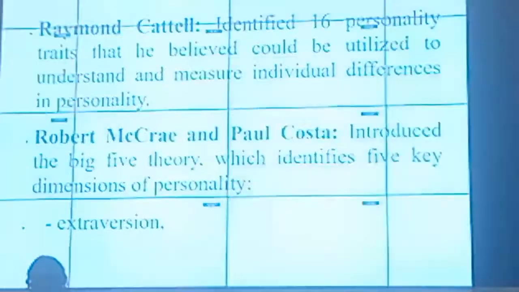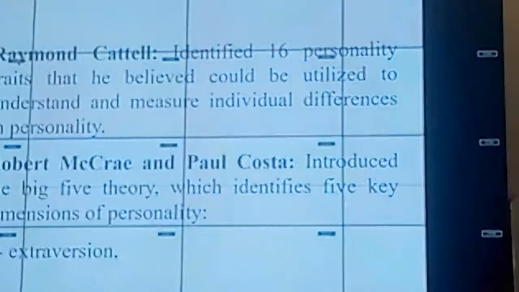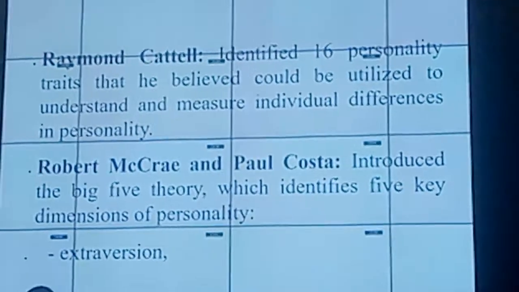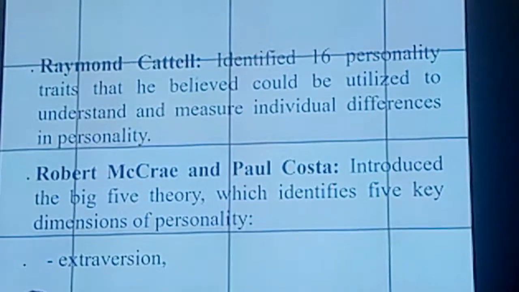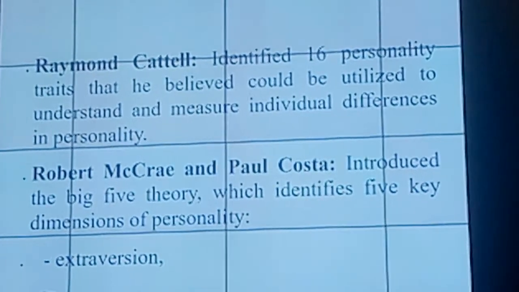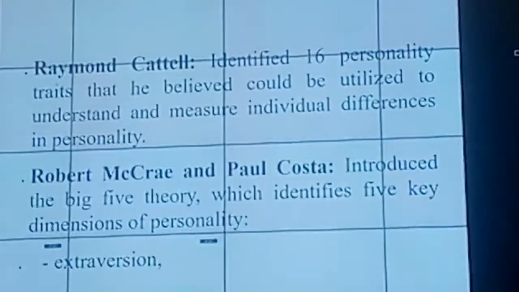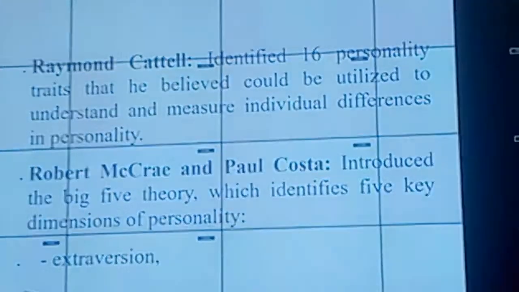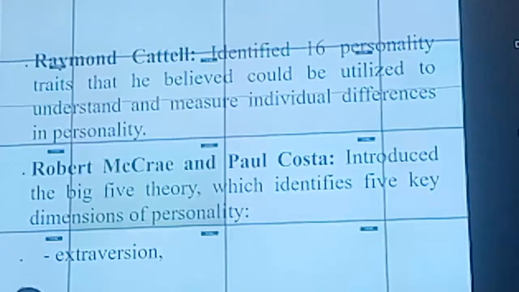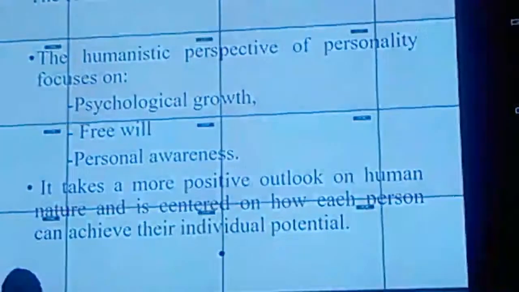Raymond Cattell, he defines 3 personality types, those which you can easily identify. He even included those that were talked about by others. And Robert McCrae and Costa introduced the Big 5 theory, which identifies 5 key dimensions: extraversion, just like a repetition on that, and neuroticism, but he went further to describe them and see how they are. And openness to experience, conscientiousness, and agreeableness.